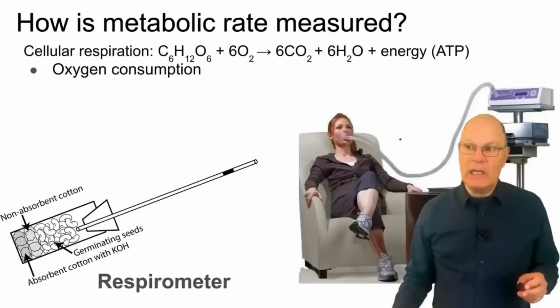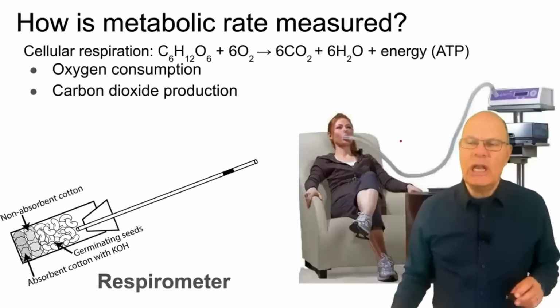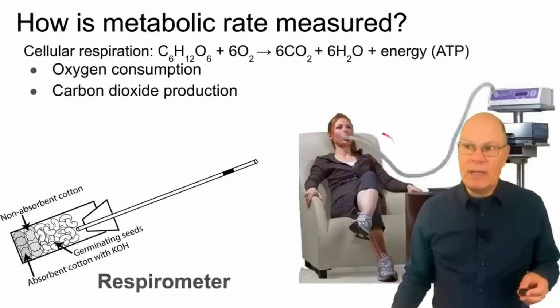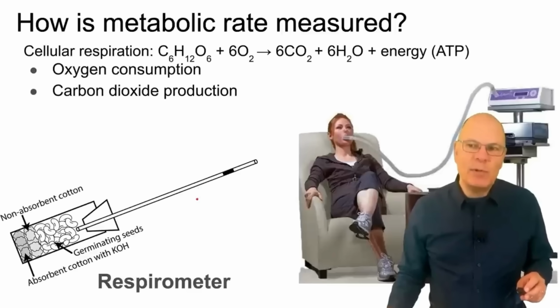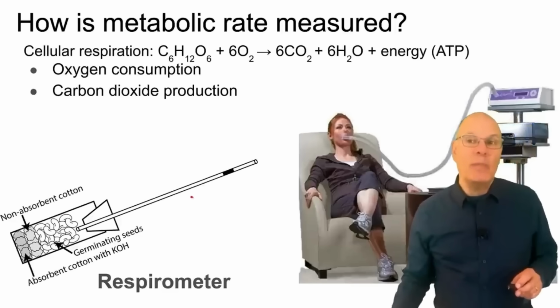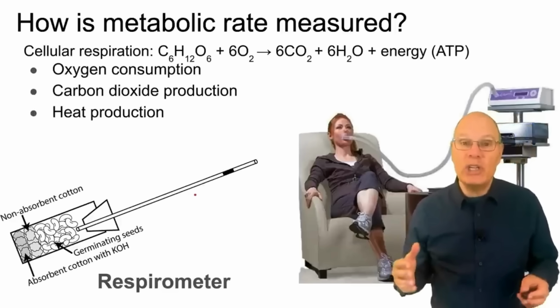That could be happening here in this woman at rest who is hooked up to a kind of metabolism measuring machine. You can measure carbon dioxide production. This machine also might be measuring the amount of carbon dioxide she's emitting. In a respirometer, which is typically used in a lab back in Unit 3, you're measuring consumption of oxygen, and you can also measure the production of heat.